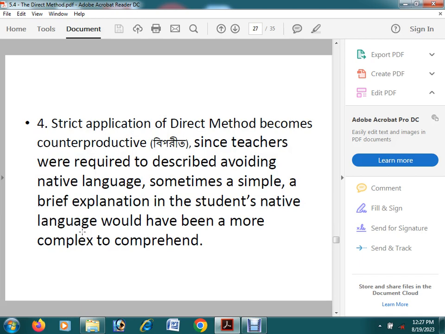Strict application of the direct method becomes counterproductive since teachers were required to avoid the native language. Sometimes a simple and brief explanation in the student's native language would have been okay.